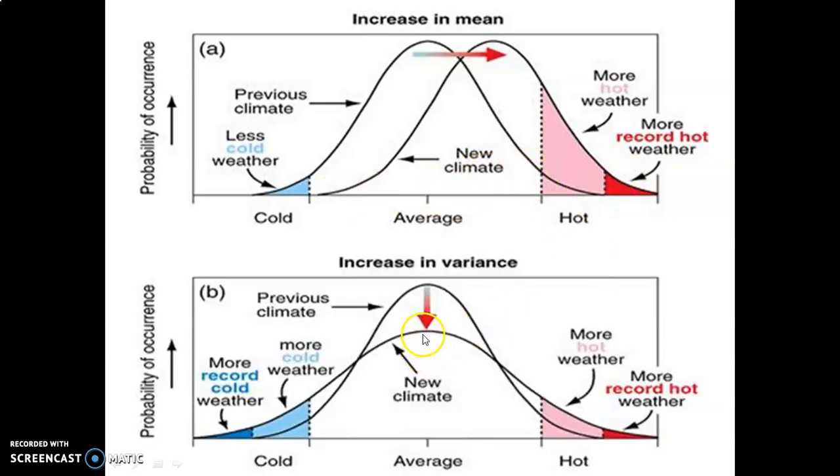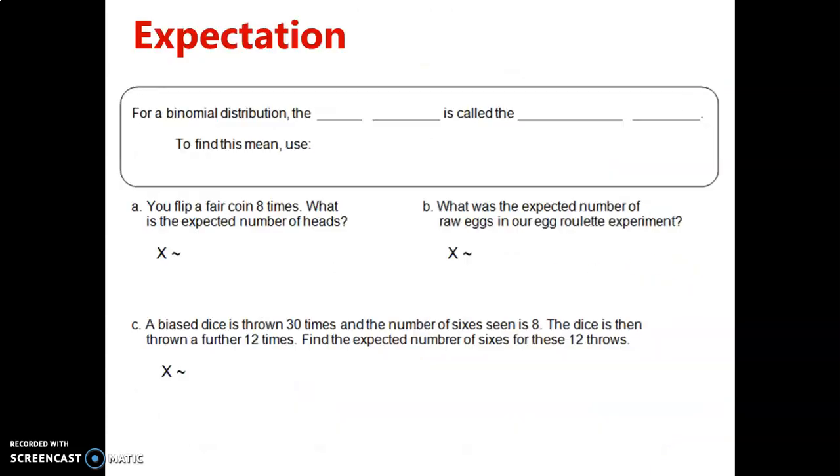Now compare that to this. We have the same climate situation where we have the original one here in the middle. You can see the mean in this case for both curves is the same. The average temperature is the same, but the second longer or wider curve shows more variance in temperatures. So more cold temperatures, more hot temperatures. Okay, so that's variance and mean when we look at distributions or curves.